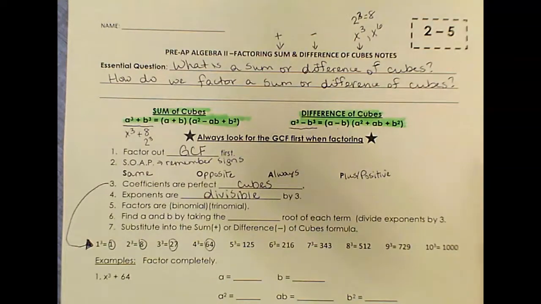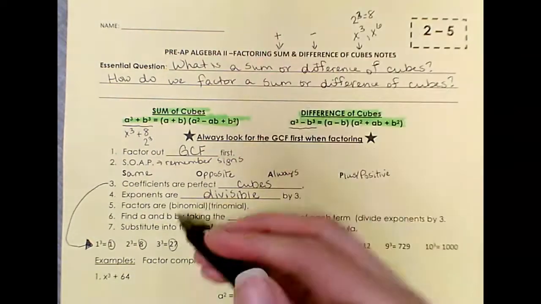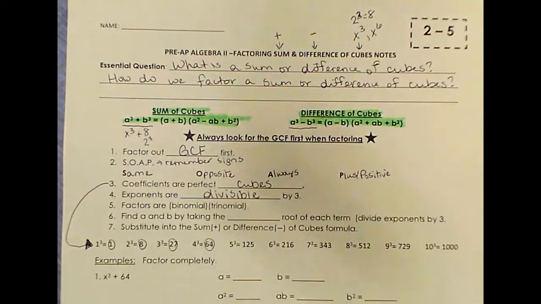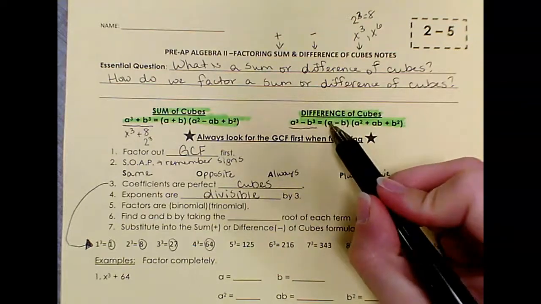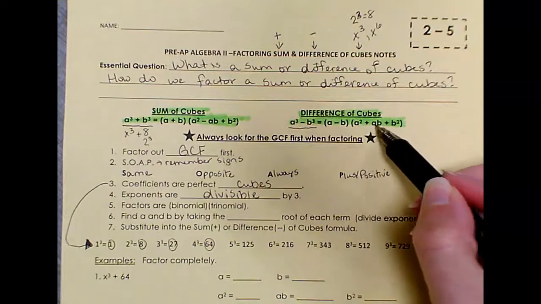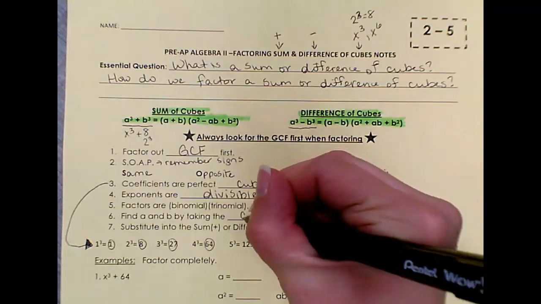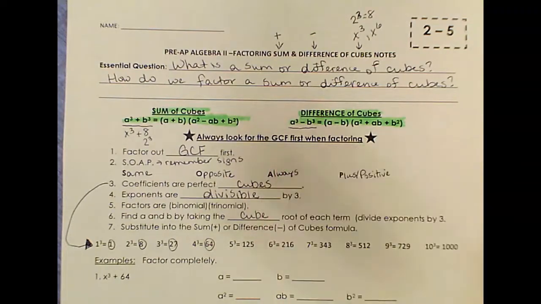The factors in your answer will be a binomial and then a trinomial. So that's why you have step 5 here. Now, we know what it looks like, but we need to be able to find a and b in order to put them into the formulas. So with a and b, we need to square a, multiply a times b, and square b. So we need to find a and b, and in order to do that, you're going to take the cube root of each term.